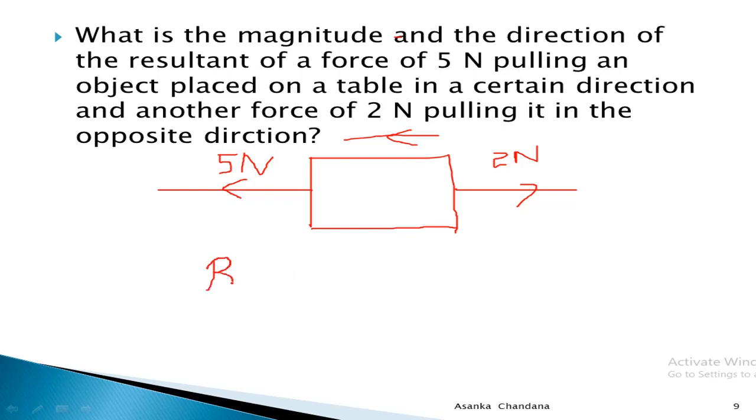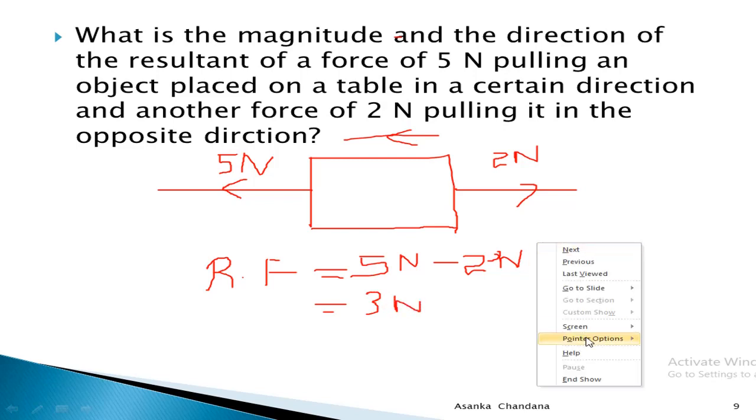The resultant force can be found by subtracting 2 Newton from 5 Newton. So 5 Newton minus 2 Newton is the way of finding the resultant force. 5 minus 2 means 3 Newton. So the answer for this question is 3 Newton. Then we will go to our next question.